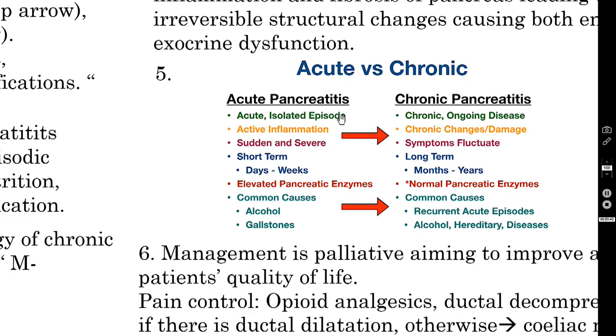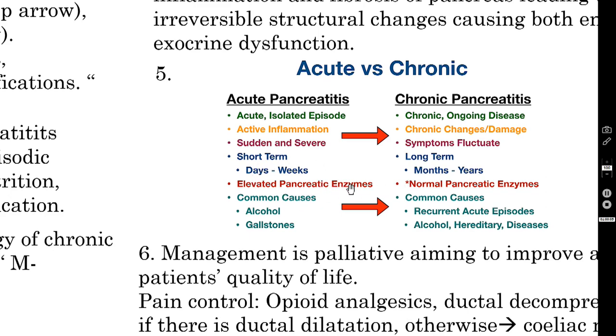Acute is an isolated episode. Chronic is ongoing, with repeated episodes. Active inflammation, these are chronic changes. Acute is sudden and severe. Here, this is not sudden, it's chronic, and symptoms will fluctuate. Acute is short term, this is long term. Acute lasts days to weeks, this is months to years.